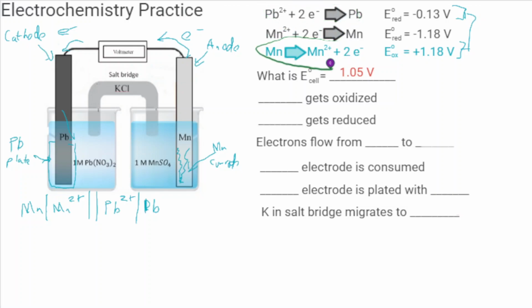So we can just look at what is the reactant of our oxidation reaction, and that is what is being oxidized. So we know it's going to be the manganese. Then we'll look at what's being reduced. Again, we'll look at our two reactions. We have our reduction reaction here, so we're going to look at the reactants. So it's the lead 2+, or Pb2+.